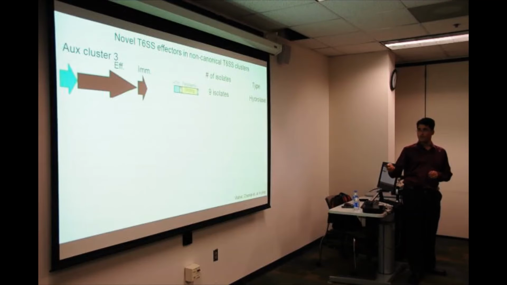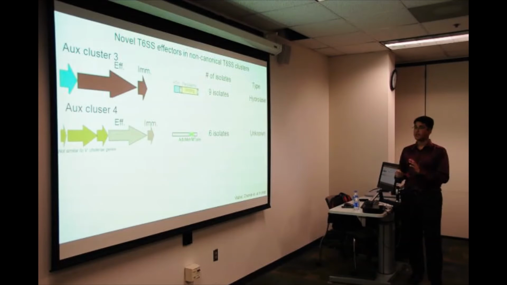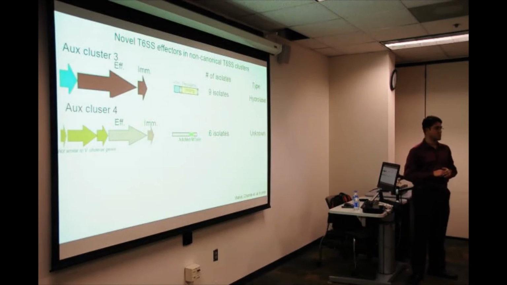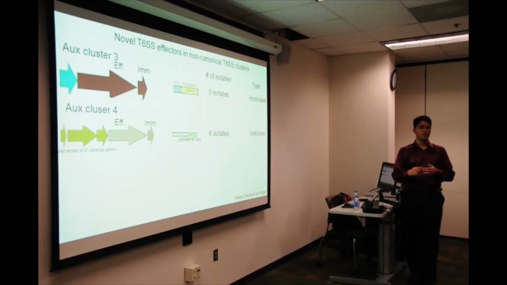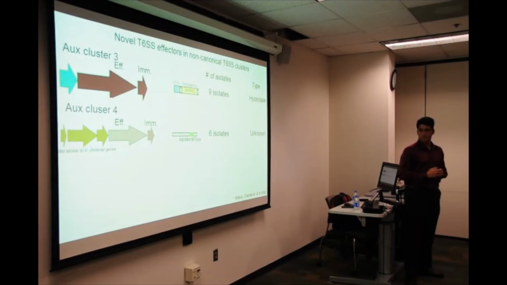So auxiliary cluster 3 was present in 9 isolates, and it encodes for this hydrolase. Auxiliary cluster 4 was present in 6 isolates. It encodes this effector protein that has an unknown function, so we don't know what the function is. And people in our lab are interested in figuring out what this is by phenotypic assays. For example, trying to compete them against E. coli or express these proteins in E. coli, to try to see what the function is.